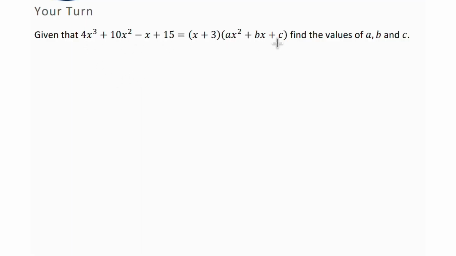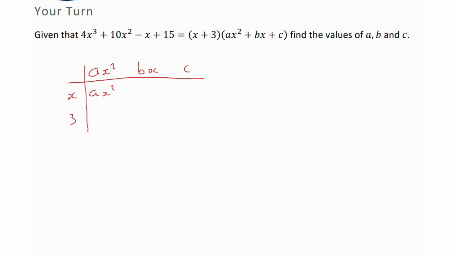Given that this is true, find the values of a, b, and c. So first of all, I'm going to expand this right-hand side and simplify that a little bit. So I've got ax squared, bx, and c on one part of my grid method, and then I've got x plus 3 on the side.